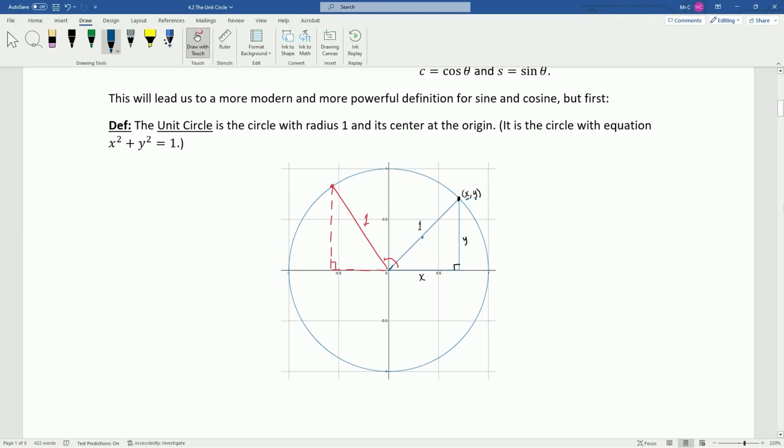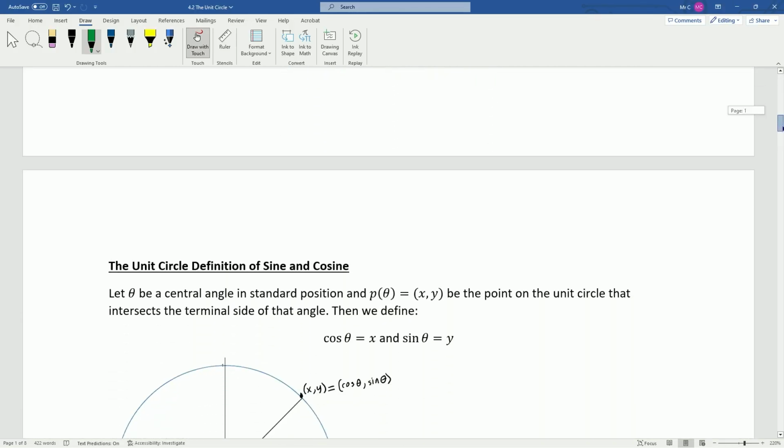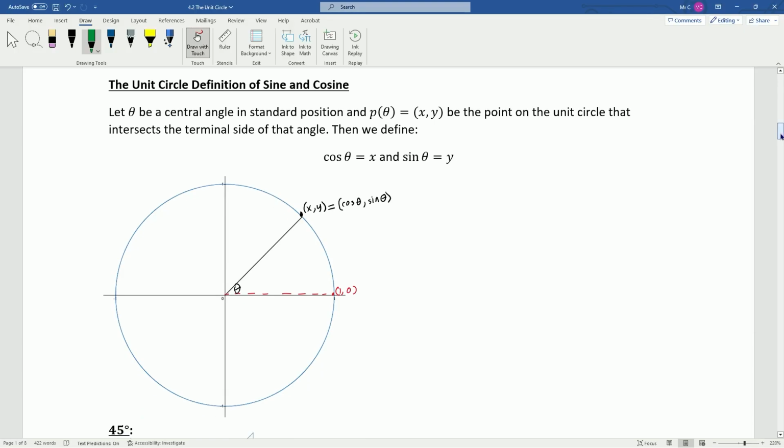So, well, what does that mean? Well, that means that if I look at the unit circle, if I think of this as my theta, then my x is my cosine of theta and y is sine of theta. So I could also think of cosine of theta and sine of theta as being the coordinates for the points on the unit circle. So that's how we're going to redefine these things.